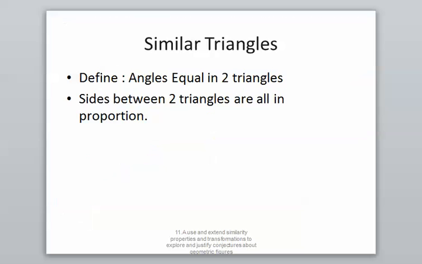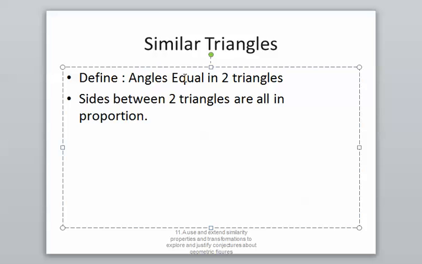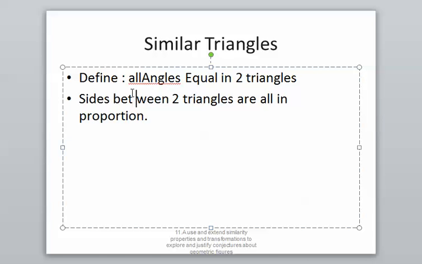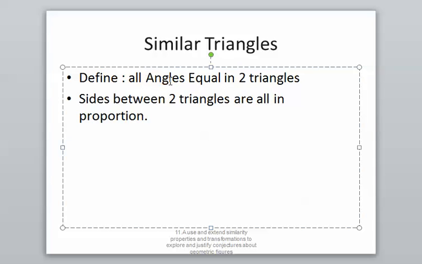Okay, similar triangles. It says define. I've got angles equal in two triangles. That means all the angles in two triangles are going to be equal. All the angles in two separate triangles are going to be equal to each other. And the sides between the two triangles are all proportional to each other. That's the definition of similar triangles.